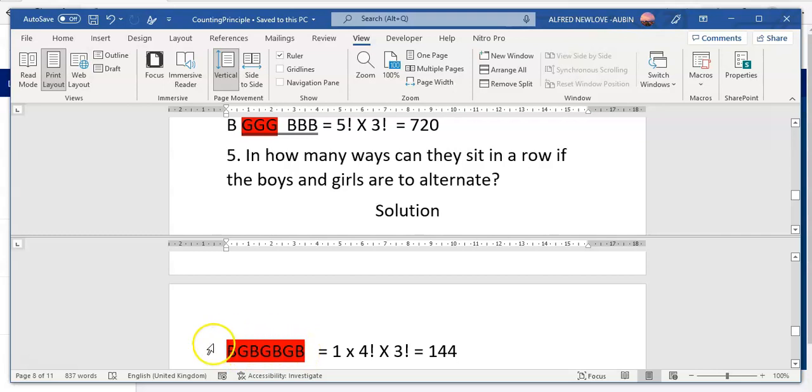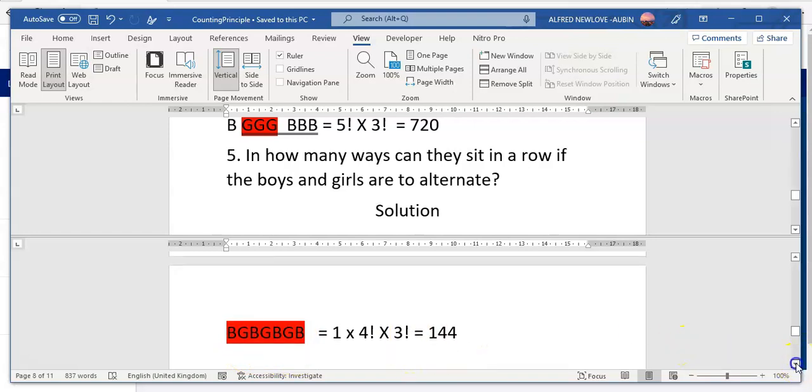Since they are alternating, you count them as a block. So it's 1, this one. And if you check, the boys can swap around. This boy can come here first and second, like that. So how many? 1, 2, 3, 4. 4 factorial. And the girls can also swap around. This girl can come first, this can come second, like that. How many? 1, 2, 3. 3 factorial. Okay, that is good.